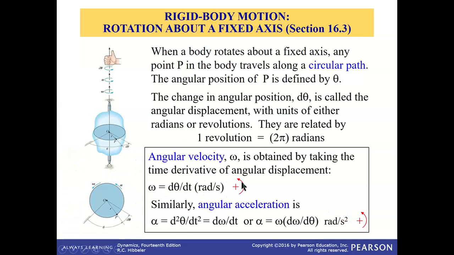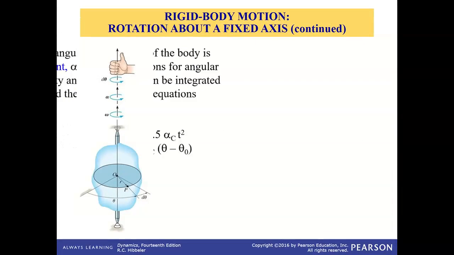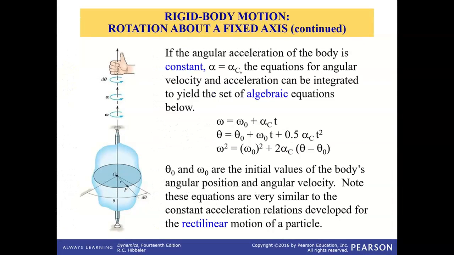We consider counterclockwise rotation as positive for omega and same for alpha. And you know that one revolution is equal to 2 pi radians. So you can easily convert, if the values are given in degrees, into radians. So 1 degree is equal to pi divided by 180 radians. We have already discussed these equations.